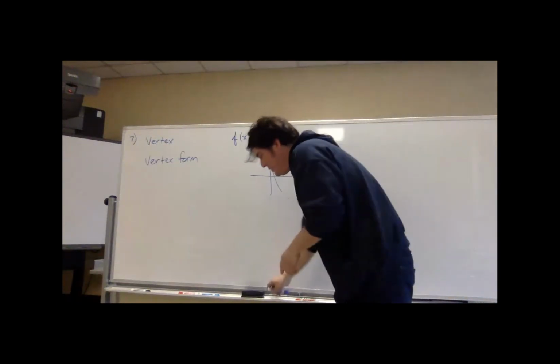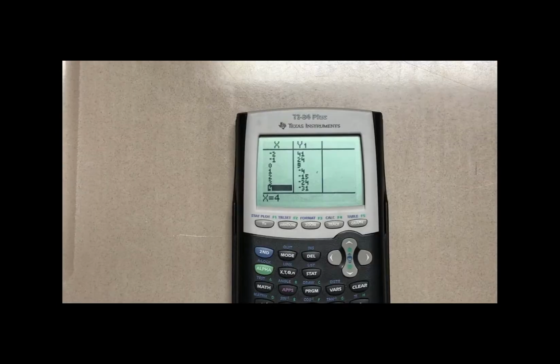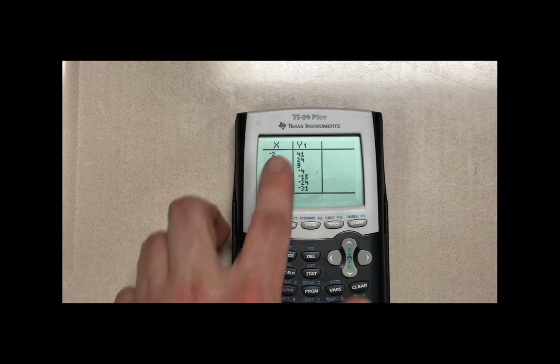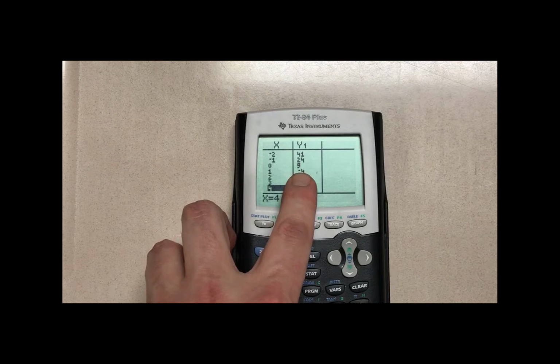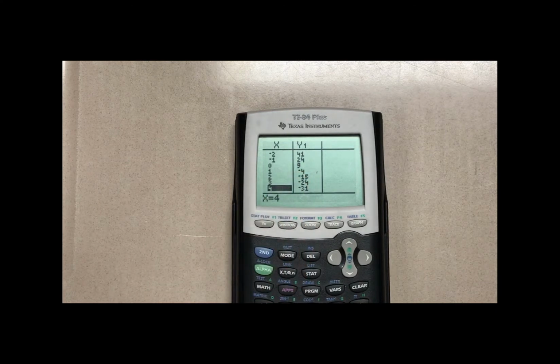So what we're going to do is we're going to use our table. Okay, so let's go to the table right here. Take a look at our y value. See how that y value keeps dropping down? Well, let's keep on scrolling until the y value doesn't drop down anymore. Went down again, negative 31 to negative 36, right? Keeps on going, keeps on dropping down. There it goes to negative 40.